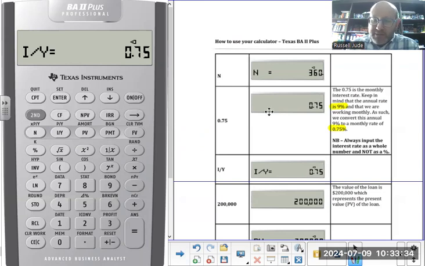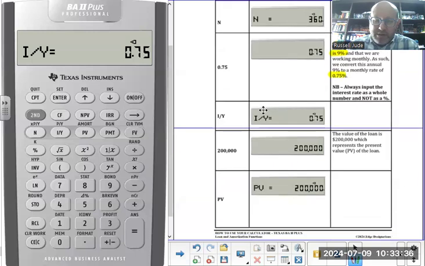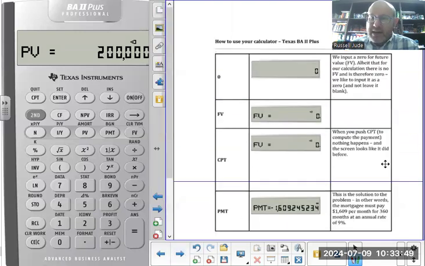We then say, well, what is the value of the loan? What's the initial amount of the loan? That's $200,000. That is my present value. Input 200,000 and let's put that in as the present value. Okay, over on our page over here, let's turn a page.